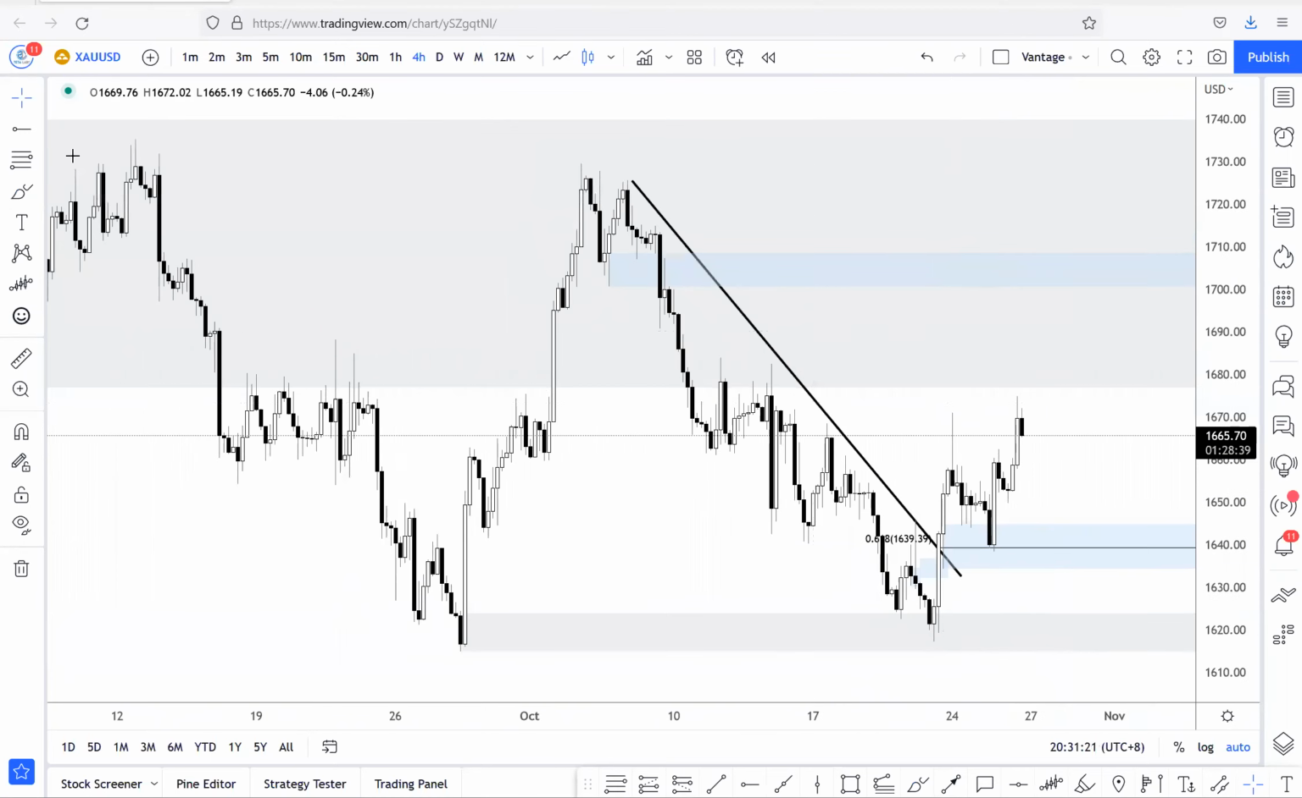And let's take a look at dollar index. So dollar index is on an interesting level right now.